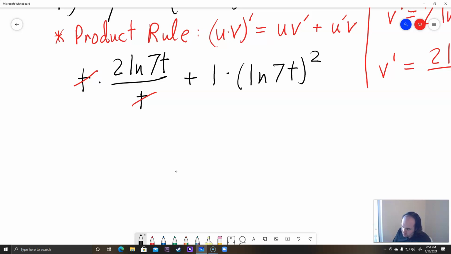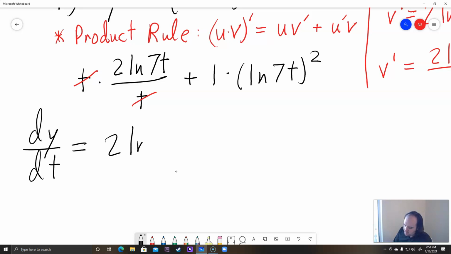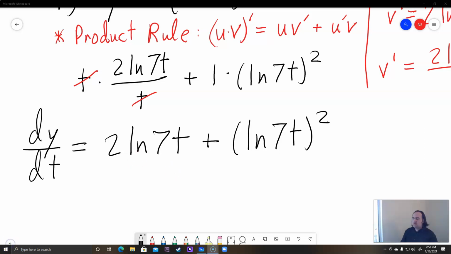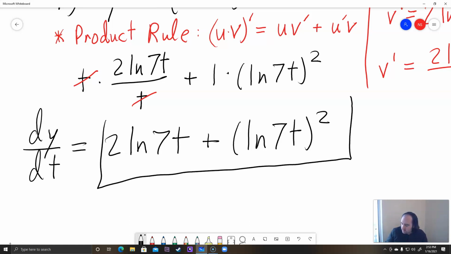And then after we do that, we're pretty much done here. So since our independent variable is t, we've got dy dt equals 2 ln of 7t plus, well, 1 times any number is the number, so we don't need that. So we're just going to have plus the quantity ln of 7t, quantity squared. So that's it for that problem. So that's going to be our answer, 2 ln of 7t plus the quantity ln of 7t, quantity squared.